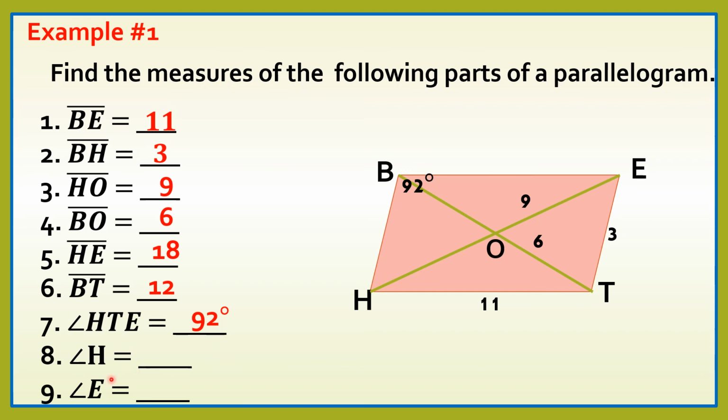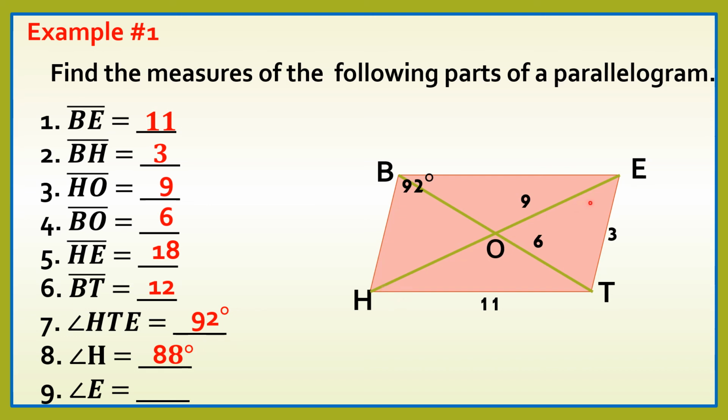Next is angle H. So, ito si angle H. If the measure of angle B is 92, what is the measure of angle H? So, they are supplementary. Angle B and angle H are supplementary. It means the sum of the two angles is 180 degrees. So, kung ito ay 92, ano si angle H? The answer is 88. So, kapag kinuha mo ang sum ng dalawa, 92 plus 88, the sum is 180 degrees.